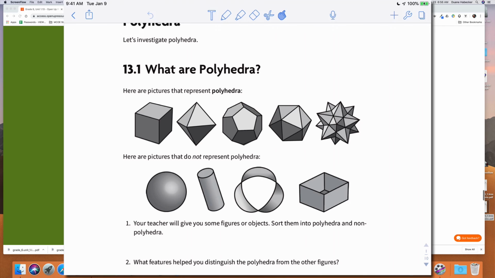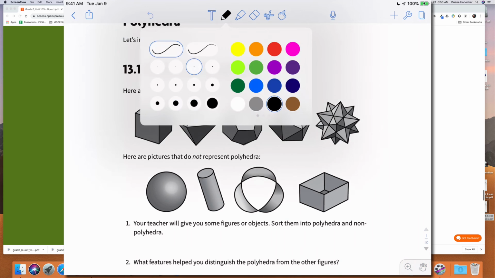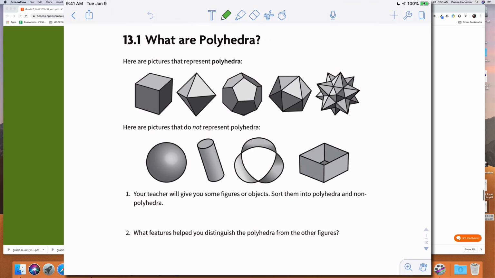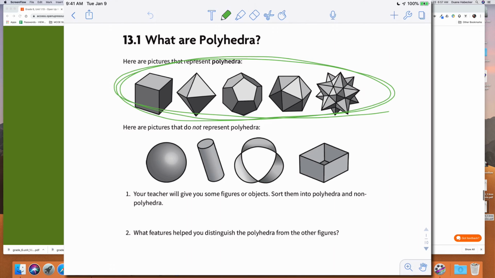Your teacher is going to give you a bunch of stuff, or parents and teachers, if you're the teacher, you're going to want to do this. You have all these black line masters, and you're going to want to use all of these because this is a really experiential lesson where the students are starting to get a sense of what is a polyhedra and what is not.